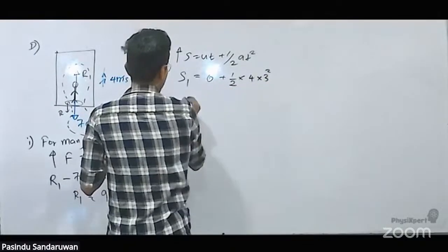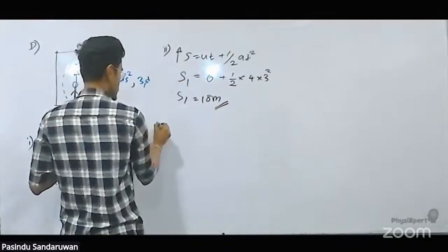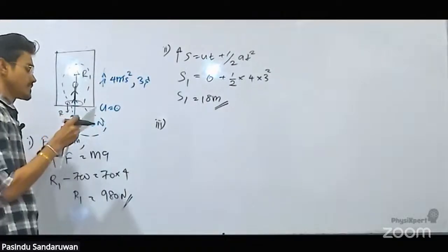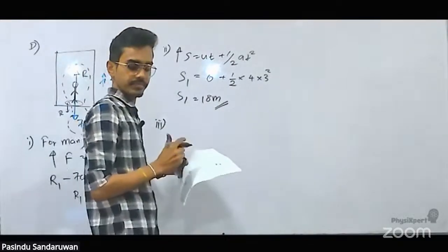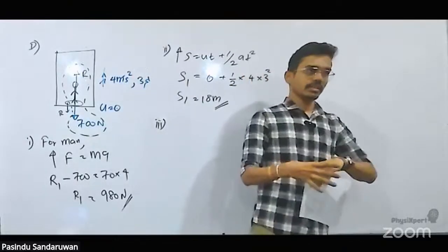9, again 18. 18 meters. Part 3. Find the maximum velocity attained by the elevator. Right. Okay, this is what you should understand again now.